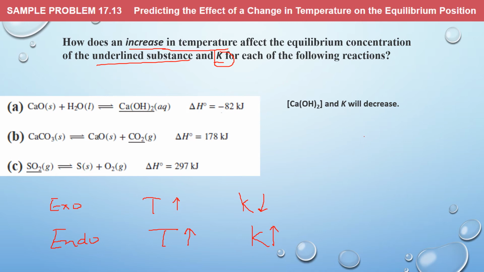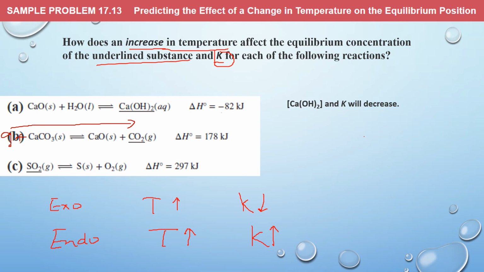For the second reaction, the underlying substance is carbon dioxide. In this case we have a positive delta H, so the Q is on the left hand side of the reaction. So Q is the reactant, the heat is the reactant. Increasing temperature means increasing this Q, so the reaction is going to go forward, or be shifted to the right hand side, to the side of the products. So we're increasing the amount of CO2 formed.